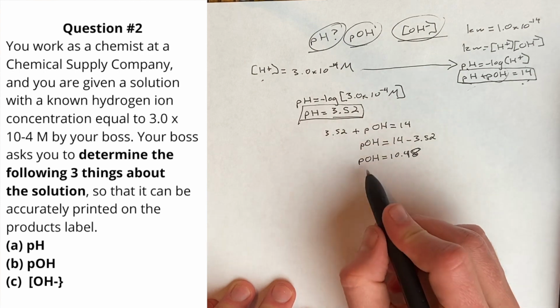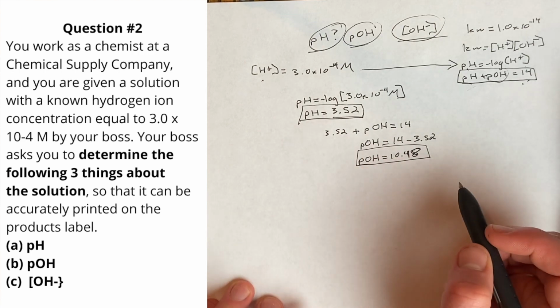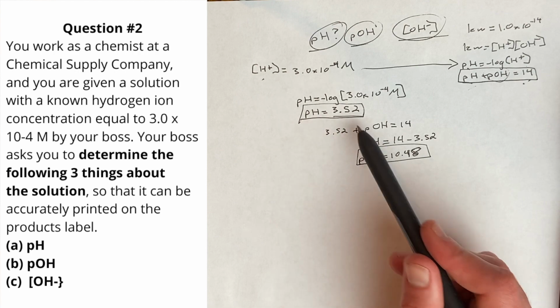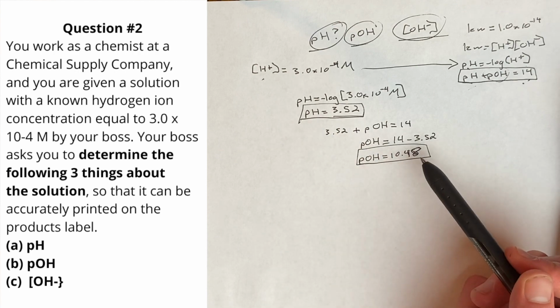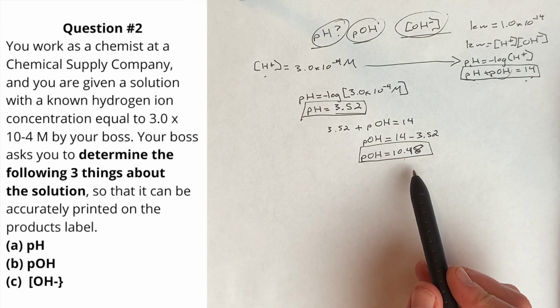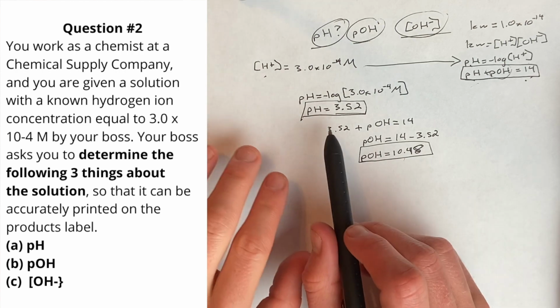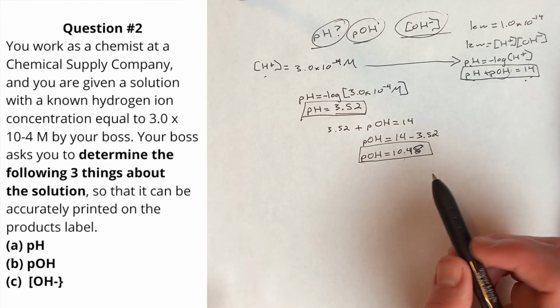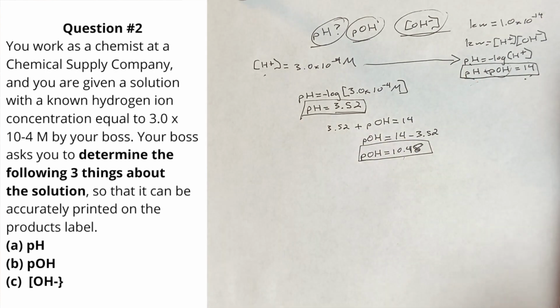And remember, your pOH scale is the opposite of a pH scale. So if your pH is low, your pOH is going to be high. And if you have a high value on the pOH scale, it means you're an acid. So if you understand the pH scale, acids are low, bases are high, then you know the pOH scale is just literally the opposite. Okay, so we solve for pH, we solve for pOH using these two equations, and the last one asks us for hydroxide ion concentration.